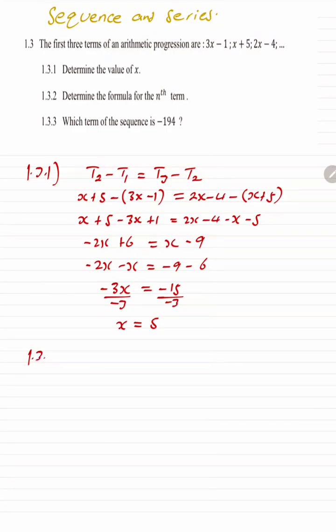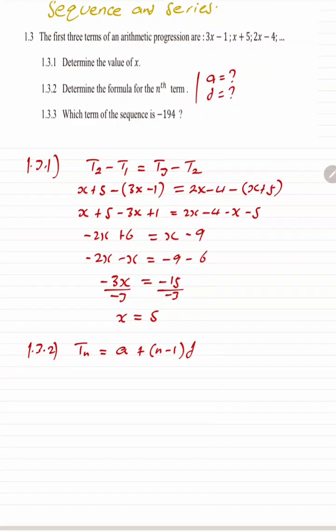Then 1.3.2 says to make the determination of the nth term. So that's Tn. So Tn is a plus n minus 1 multiplied by d. When they say find Tn, this question is simply asking you what is the value of a and what is the value of d, because that's all you need, right?